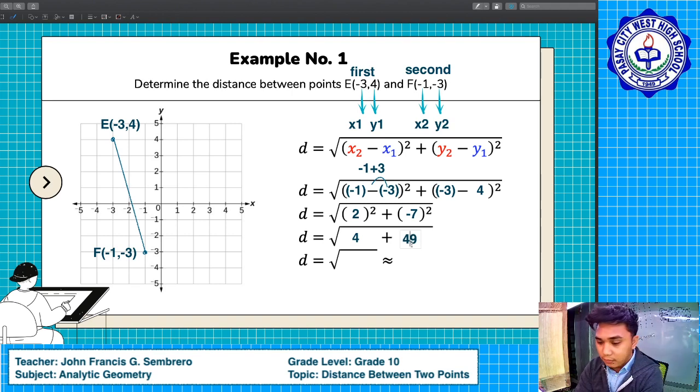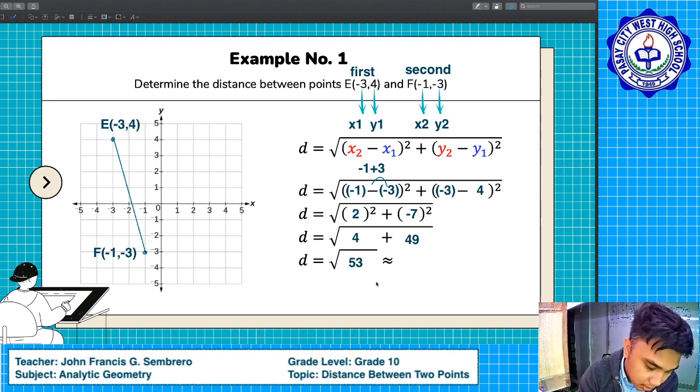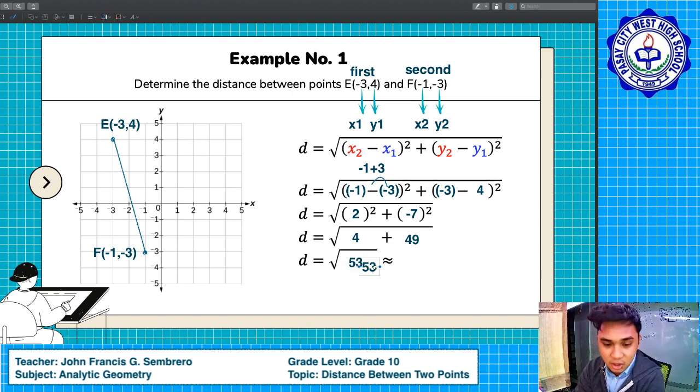So, square root of 53. Right? So, what is square root of 53? That's 7.28 units. There you go. So for us to have uniform answers, we need to round off our final answer into 2 decimal places.